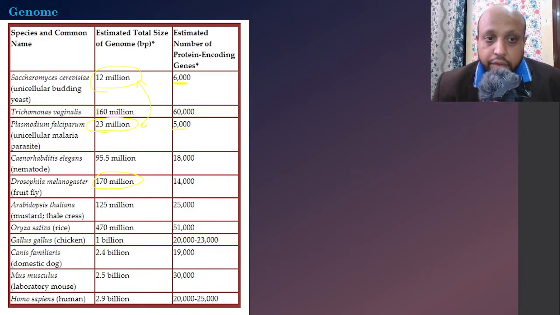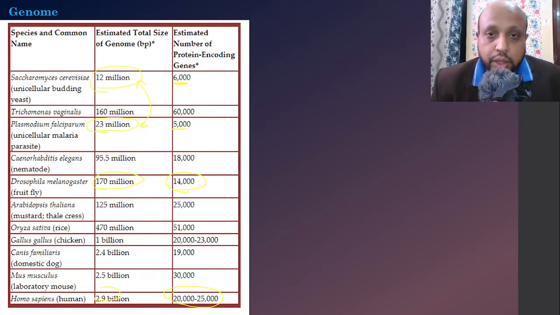If you compare with Saccharomyces cerevisiae, how many genes are present? The genome size is more than 15 times larger, but the gene number we find is only 14,000. If you compare that with a human being, which has roughly 3 billion bases in the human genome, the number of genes present is 20,000 to 25,000.